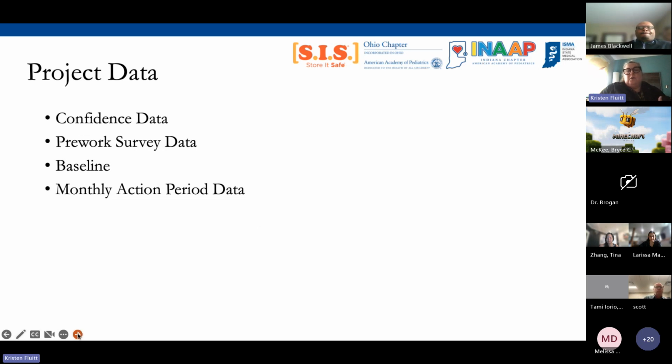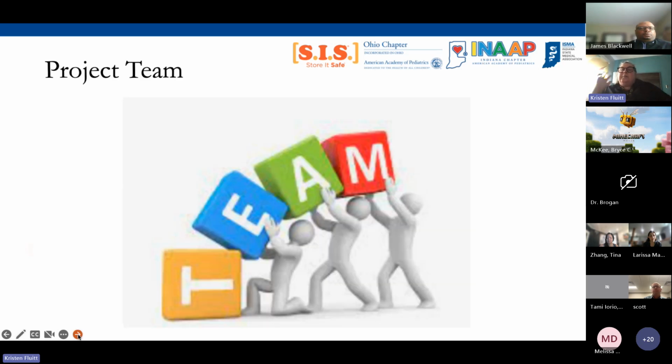So there's really four main buckets of data that we look at in the project: the confidence data, the pre-work survey data, baseline data, and then the monthly action period data. So I'm going to go through each of these. As a reminder, with everything in this project, I keep stressing this, the team approach is always so helpful. It's not on any one person's back to do all of the data entry. It's the team approach from your practice. So I kind of like to mention that and highlight that again for you.